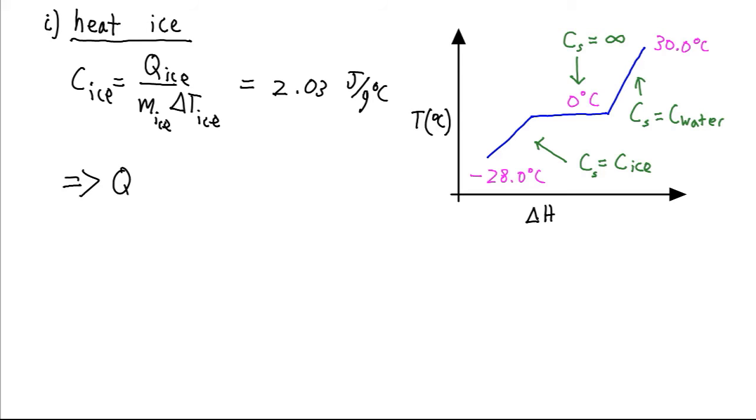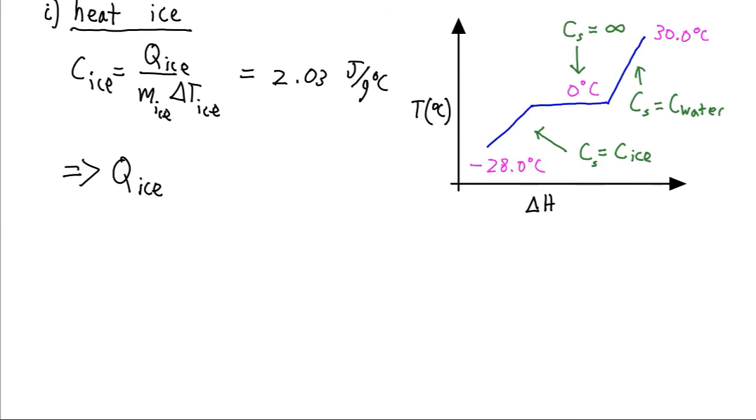And we'll go ahead and solve. We're trying to find Q here. And the reason we're trying to find Q is because that can be related directly to our enthalpy. So Q ice is going to be equal to our specific heat capacity for ice times the mass of the ice times the change in temperature for the ice.